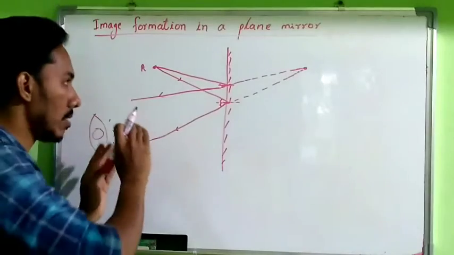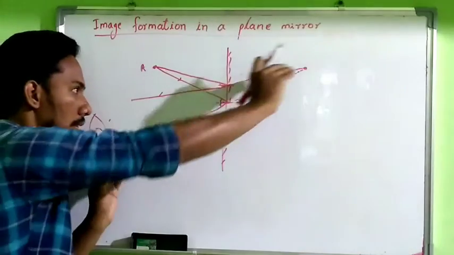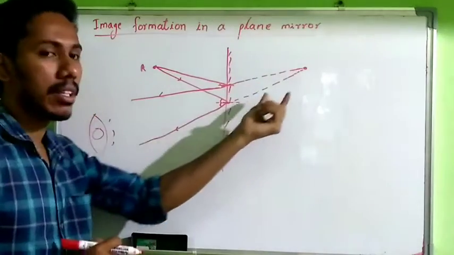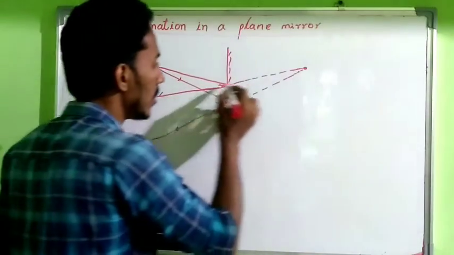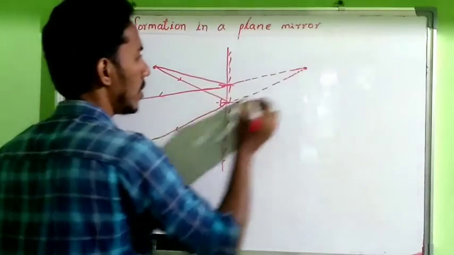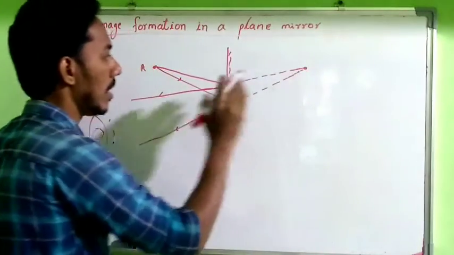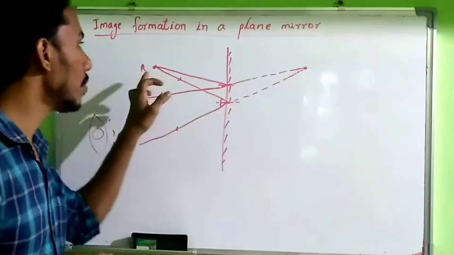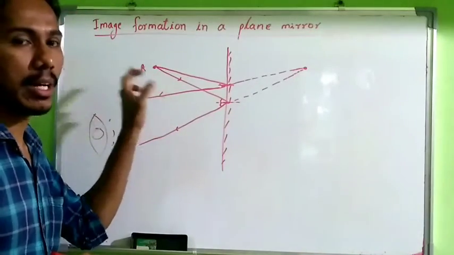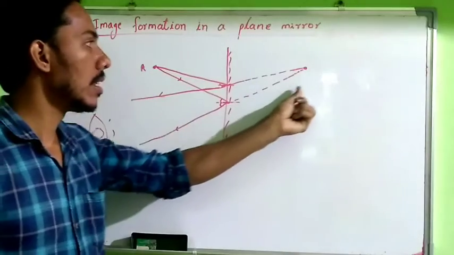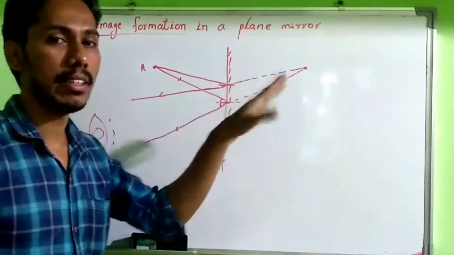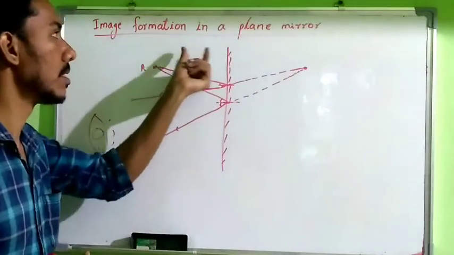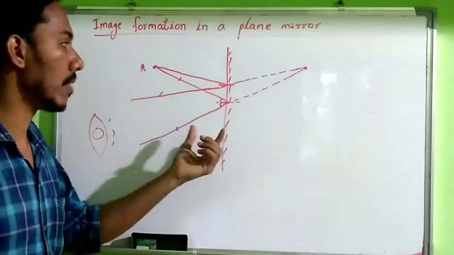How is it possible? Just look from here. He can see this object inside this mirror. How is it? This is the straight ray. This is the straight ray. It appears to him as if this object is inside the mirror, but its actual position is in front of this mirror. But he observes this image behind, inside the mirror. That is the image formation in a plane mirror.